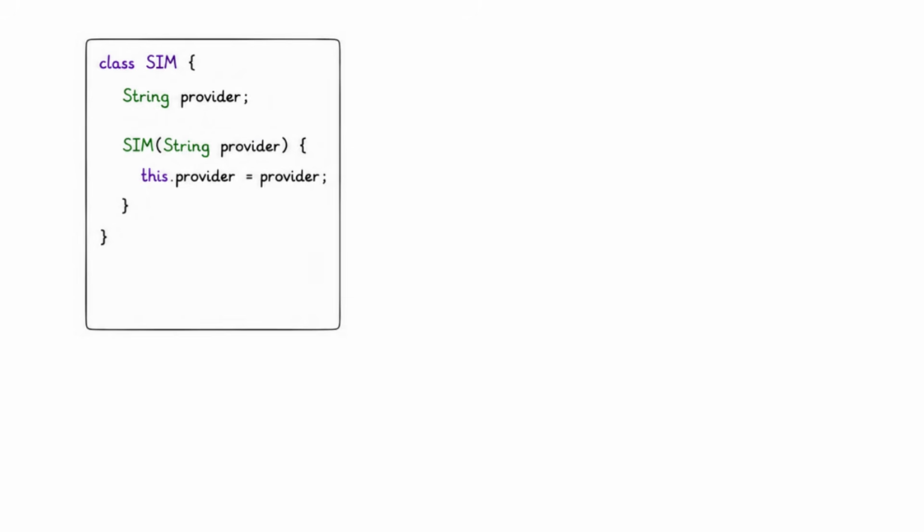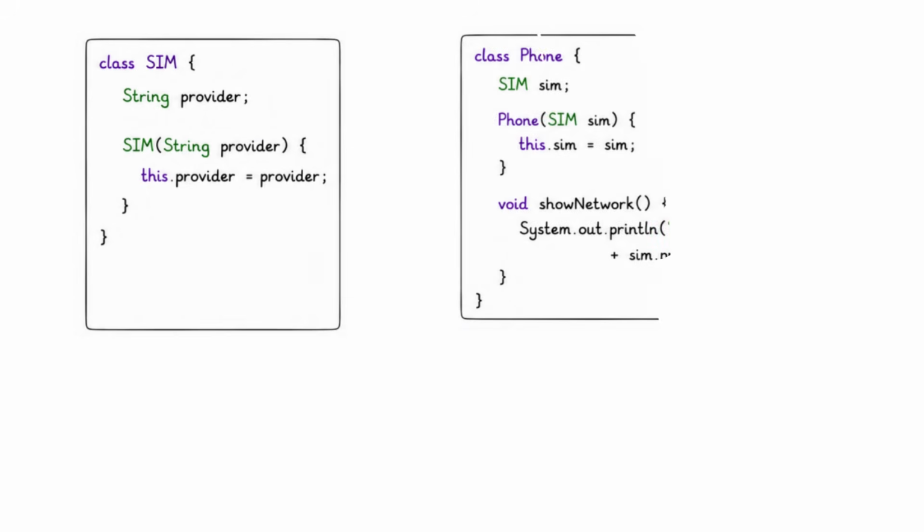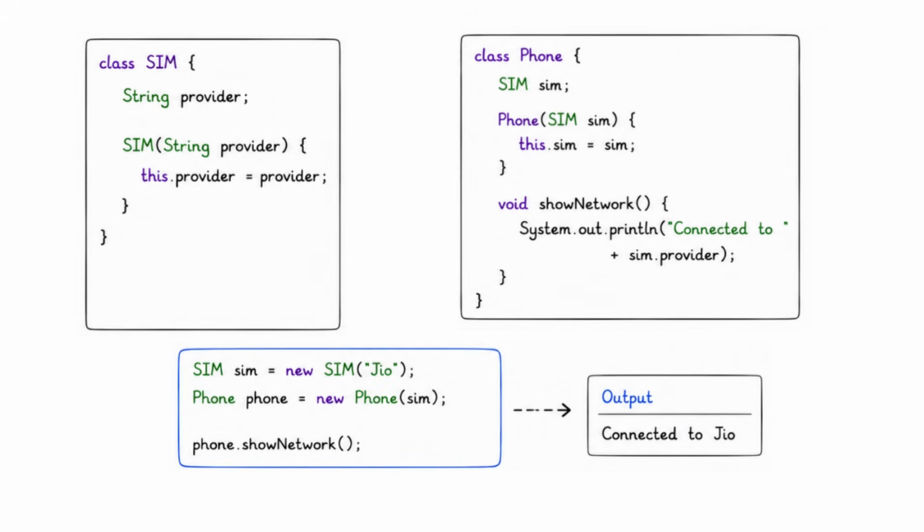In this code, we first created a SIM class which stores the provider. And then in the Phone class we are saying we need a SIM object to access network information. So this is the association. Both objects are created separately. You can see we first created the SIM, then we created the phone object. Both objects are created separately and connected via the constructor. We pass the SIM object in the Phone constructor. This shows that one object can use another object while remaining independent.